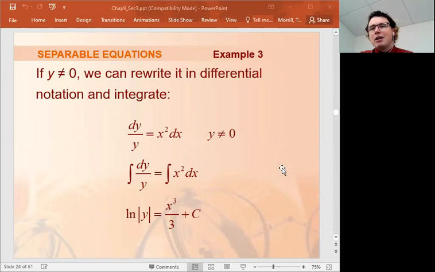Once again, I'm going to integrate on both sides, and I find that the natural log of the absolute value of y is equal to x cubed on 3 plus a constant. Well, great, I can solve that for y. I just have to use an antiderivative. Excuse me, I just have to use an exponential.